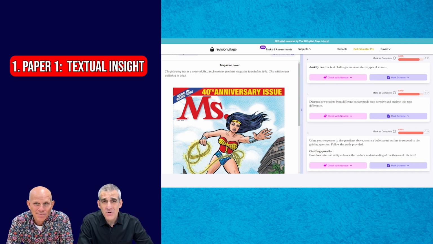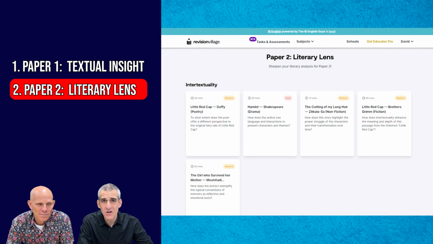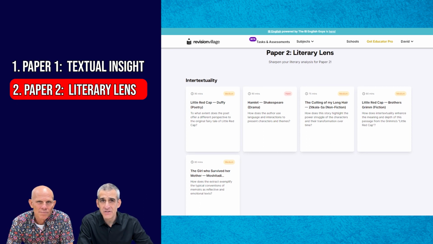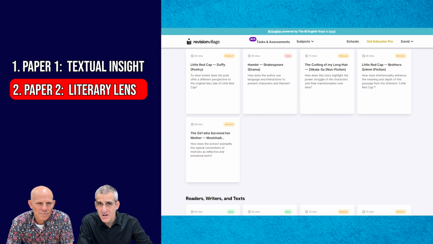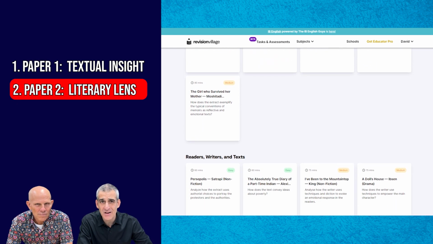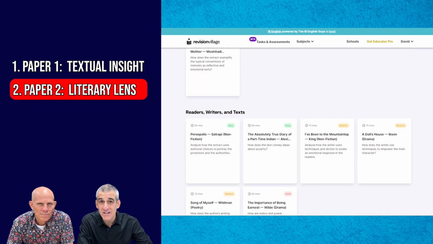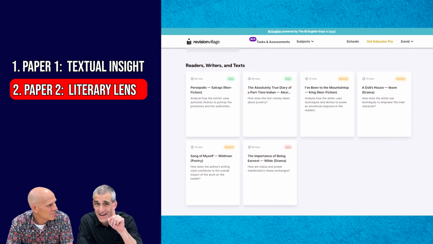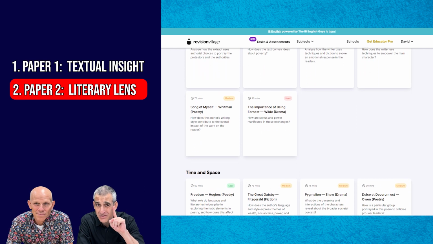Yeah, that's right. We also offer support for Paper 2. We have what's called Literary Lens. In this section, you'll be looking at all the different literary forms: prose fiction, prose nonfiction, drama, poetry, graphic novels. This is a chance for you to sharpen your literary toolbox, but only looking at one text at a time. This is for you to practice those literary skills.